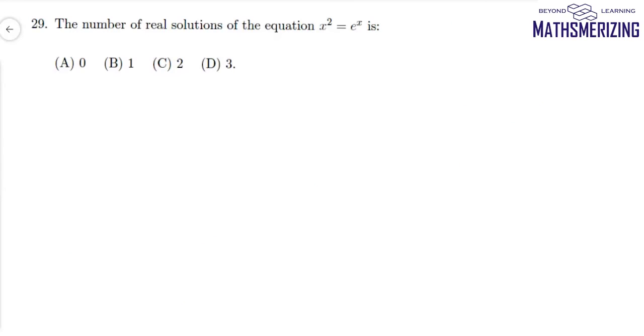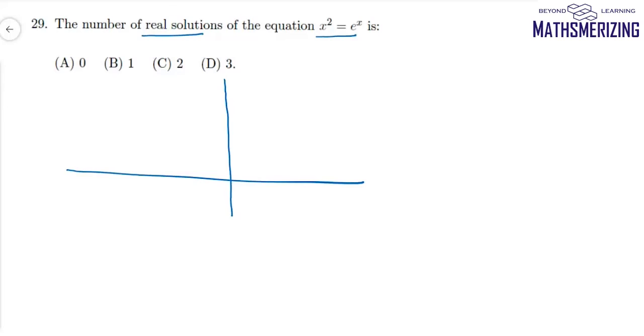Now question number 25 says we need to find the number of real solutions of the equation x square equals e to the power x. In this question we just need to find the number of real solutions and not the solutions themselves. So we can solve this question using a graph. We can draw the graph of the exponential function and the graph of y equals x square.